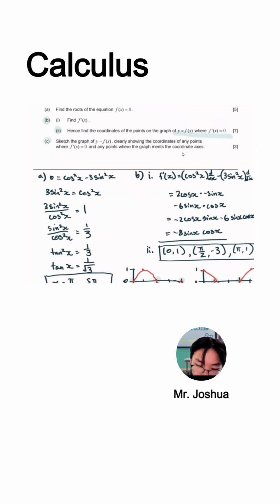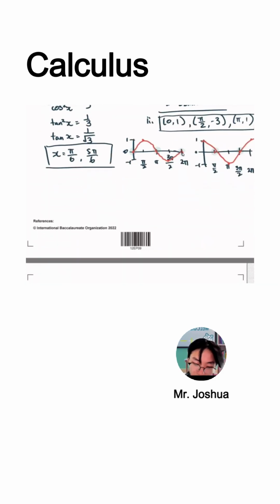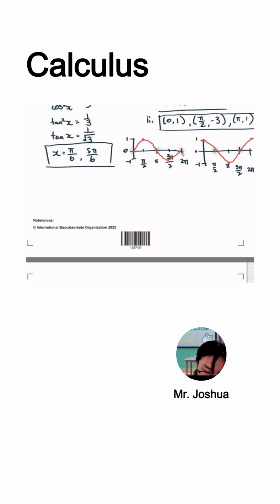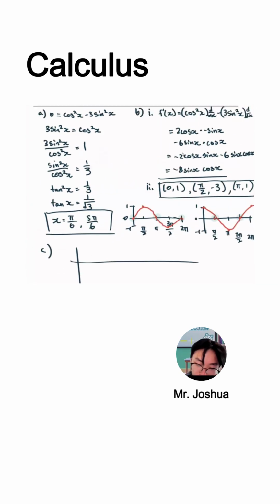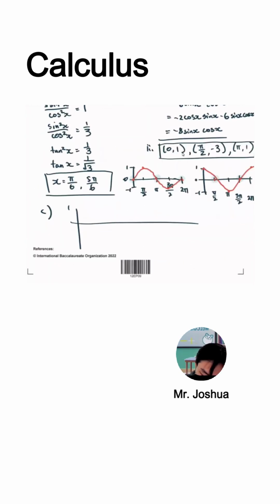Our last part says, sketch the graph of y equals f of x, clearly showing the coordinates of any points where f prime of x is equal to 0 and any points where the graph meets the coordinate axes. So that's part C. We will draw our graph over here. Okay, so our top part will be 1, and the part where it hits the bottom will be negative 3, because we have our coordinate over here, our maximum. So part B over here gave our maximums and minimums, where the derivative is equal to 0, or in other words, where it reaches the top and the bottom. So the first point is 0, 1, which is right up here.